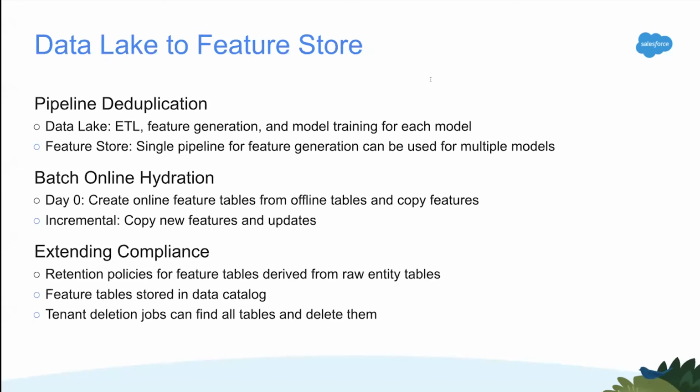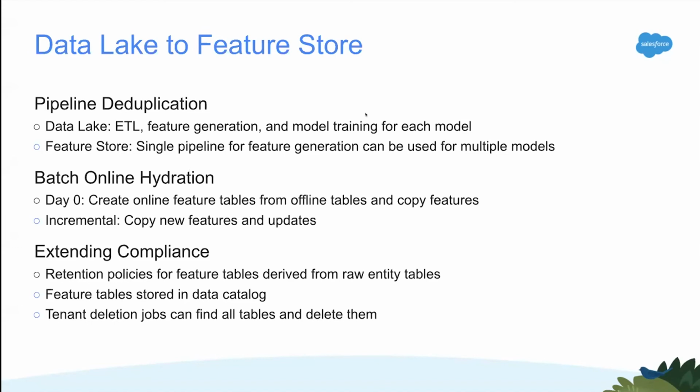Our initial feature store use cases introduced feature persistence to ML Lake, which is now used as our offline feature store. We added a batch feature pipeline that creates an online feature table using the offline table tenant and schema metadata and copies offline features to the online table. The same batch pipeline is used to copy new features and updates to the online feature table.